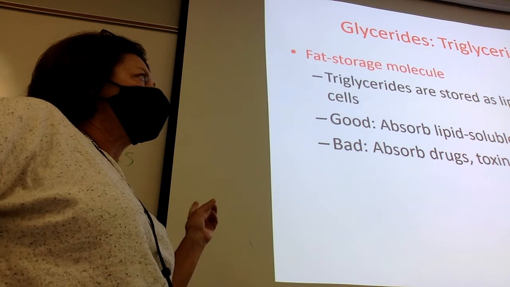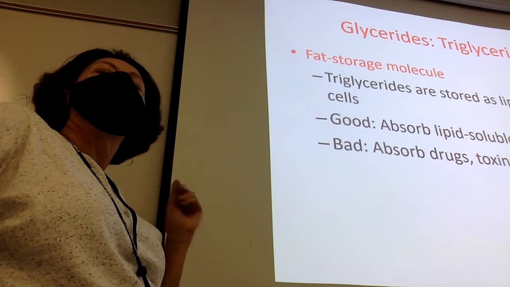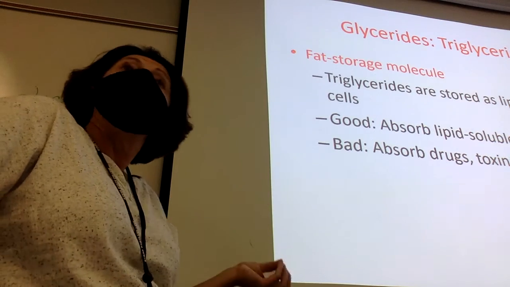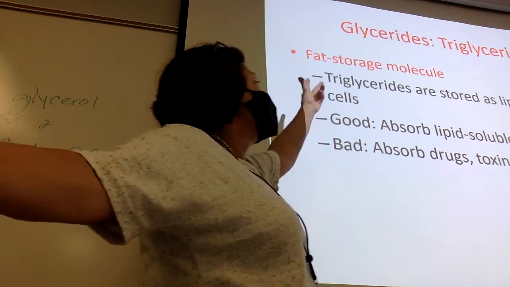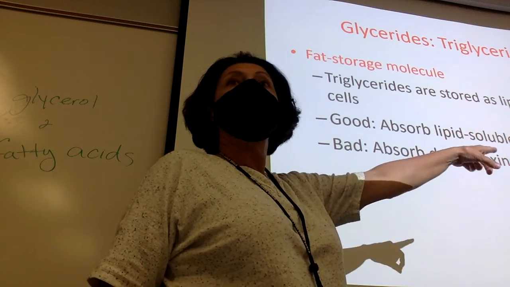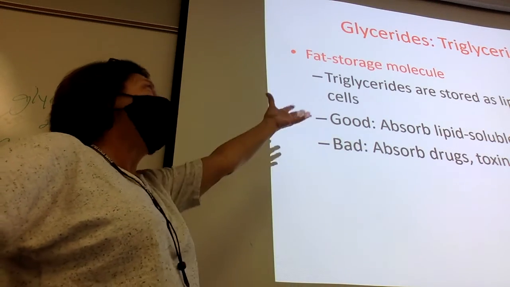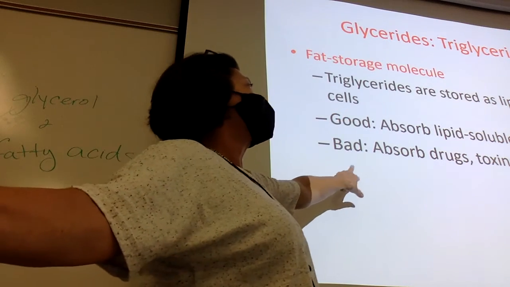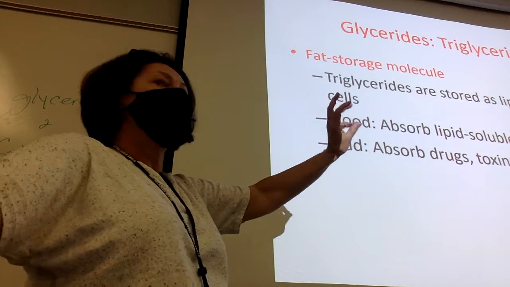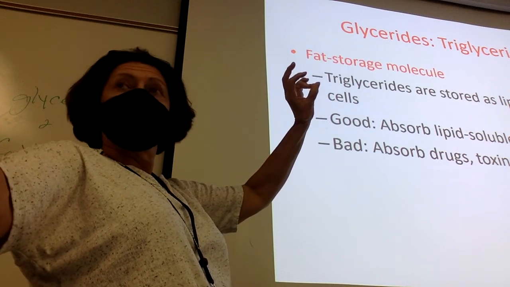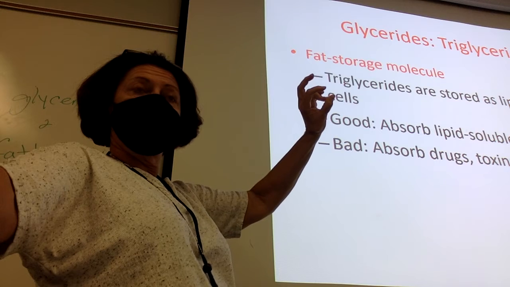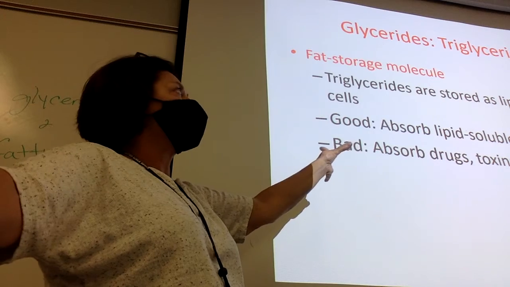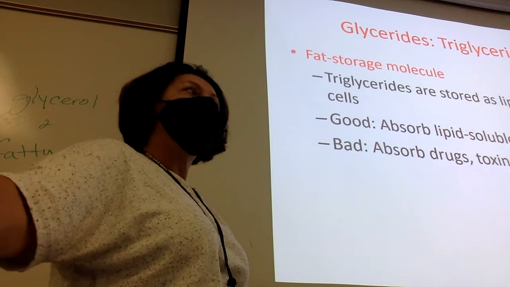Now, the good news is there are certain medications and certain vitamins that are lipid soluble. So you do need some lipids and you do need some triglycerides. Like vitamin A, vitamin D, vitamin E are all lipid soluble. If we didn't have triglycerides in our cells, we wouldn't be able to absorb those. Now, the bad thing is triglycerides also absorb drugs, toxins like pesticides, things like that. So it's like anything in your body. There's good and there's bad. But we all have triglycerides, and they're the fat-storing molecule.